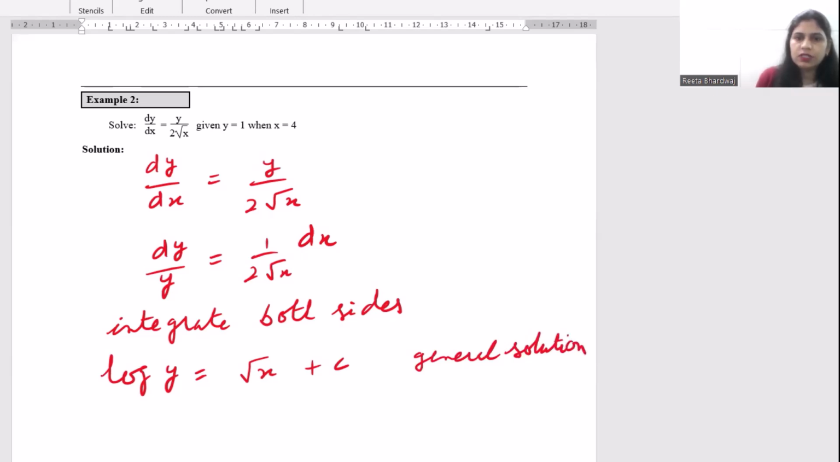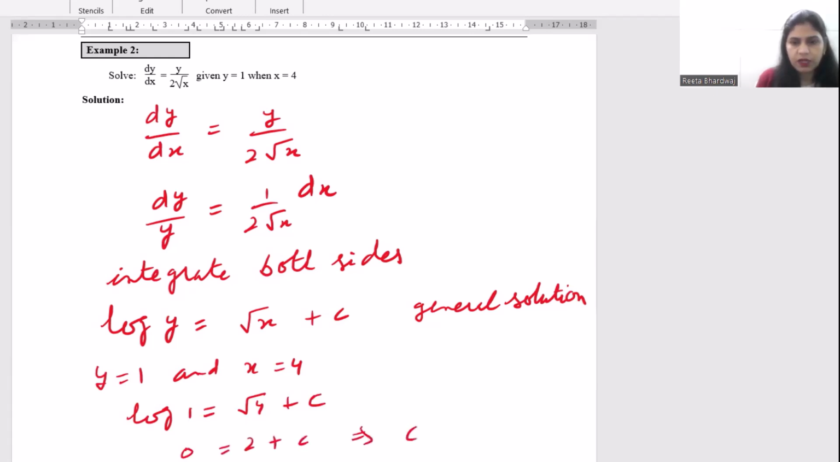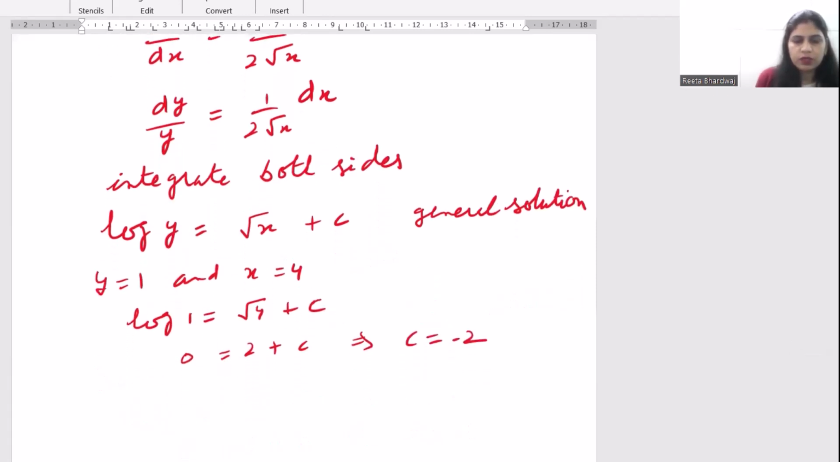Now some conditions are also given. The condition is y is equal to 1 when x is equal to 4. Let's make use of this condition here. So y is equal to 1 and x is equal to 4. Put these values in the general solution. Then log 1 is equal to root 4 plus c. We know that the value of log 1 is 0. So this is 2 plus c. This implies the value of c is equal to minus 2. So we got the value of this constant.